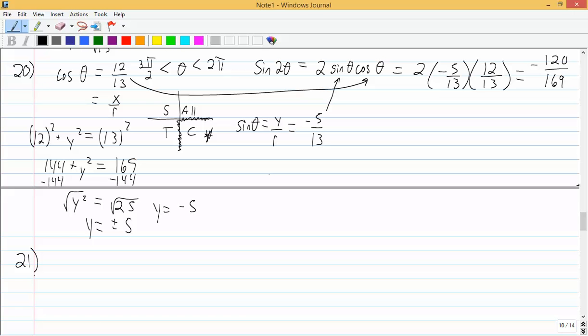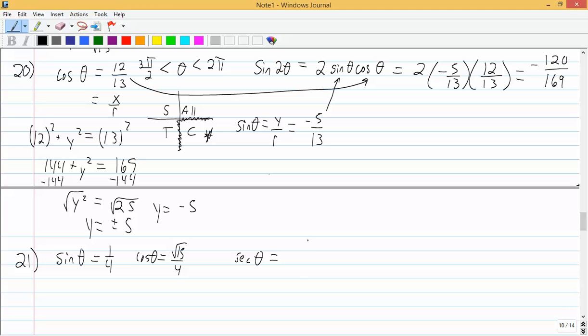Number 21, the sine of theta equals 1/4. The cosine of theta equals square root of 15 over 4. Find the secant of theta. This is one of those problems where you're given a little too much information. You don't need all that to solve for secant.